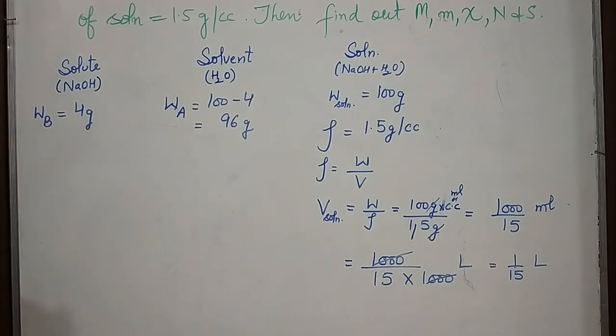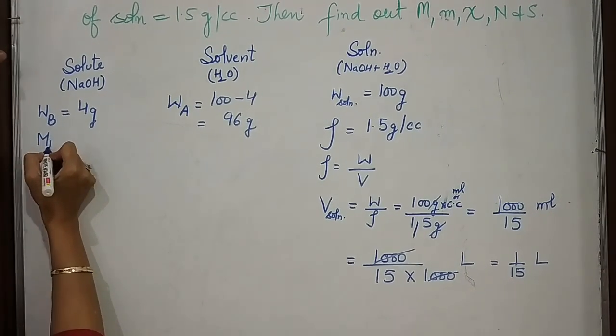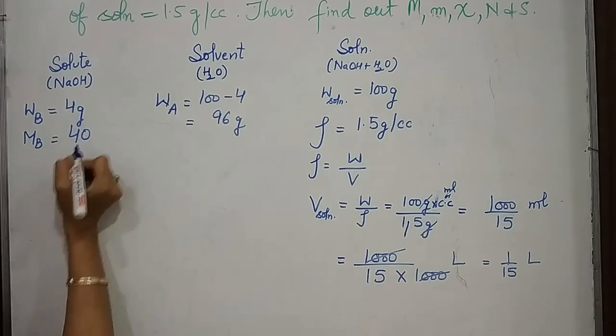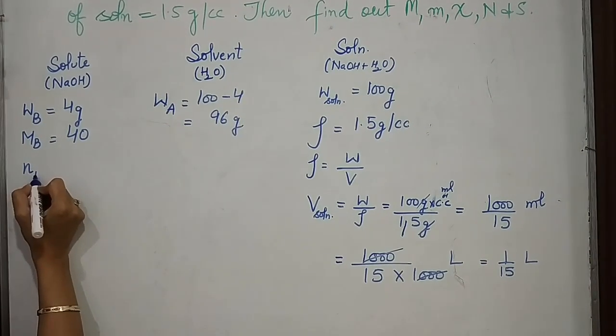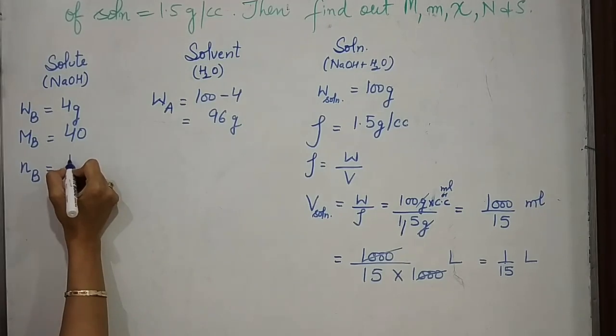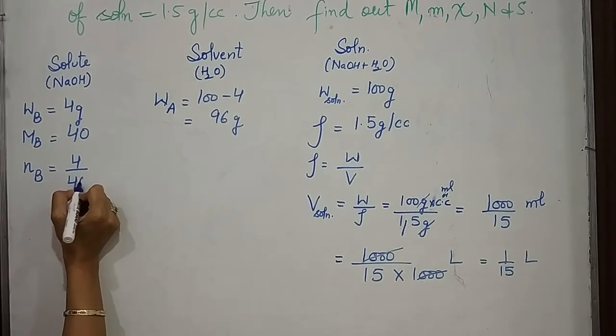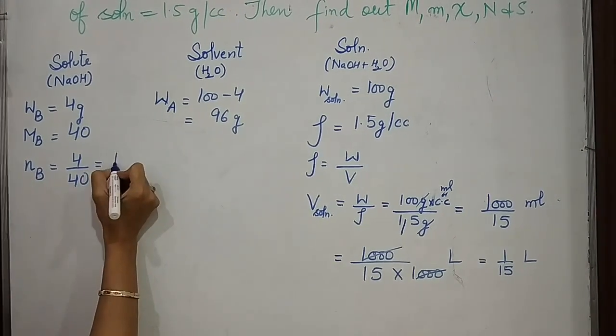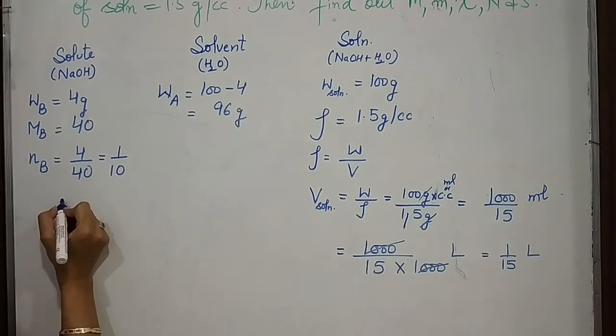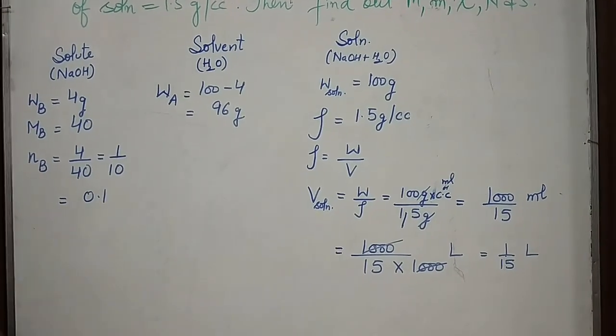Since this is NaOH, its molecular mass is 40. So you can find out number of moles of solute, which is mass upon molar mass, that is 4 upon 40, or it is equal to 1 by 10. Or you can write here 0.1 moles.